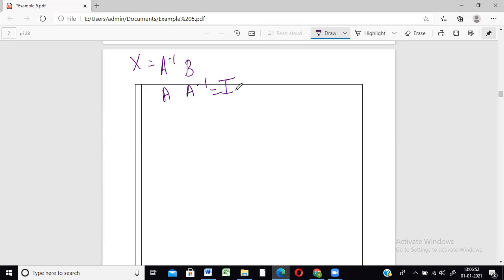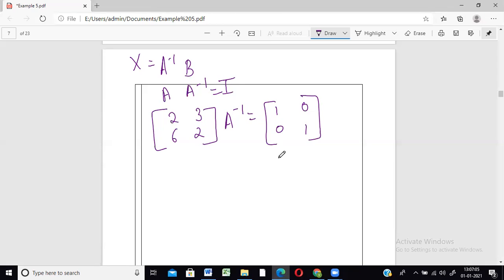A into A inverse is equal to I. So A will be equal to, as it is, 2, 6, 3, 2. A inverse, since this is of order 2, 1, 0, 0, 1 will be the identity. Okay. So what did we do after this? What is our aim? Our aim is to make this identity, and then whatever operations we perform on this matrix, we will also perform it on this matrix, and then finally we'll get the answer of A inverse.